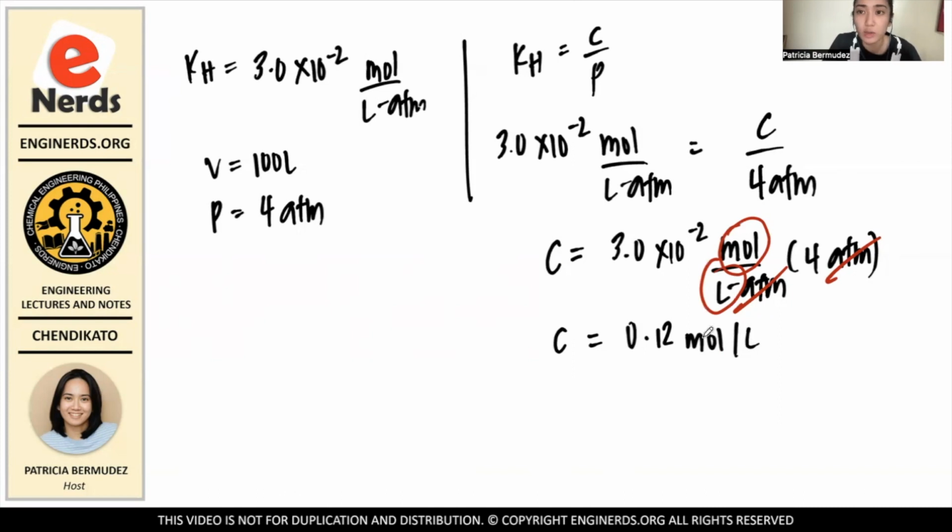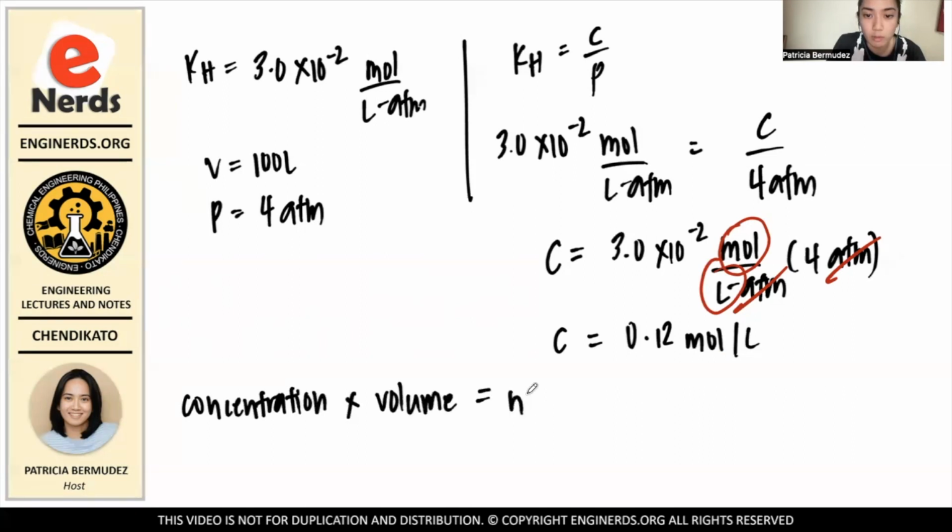First, alam natin na yung unit ng concentration natin ay moles per liter. And it is divided by the volume. So if we multiply it by the volume, makukuha natin yung number of moles. So concentration multiplied by volume will give us the number of moles.